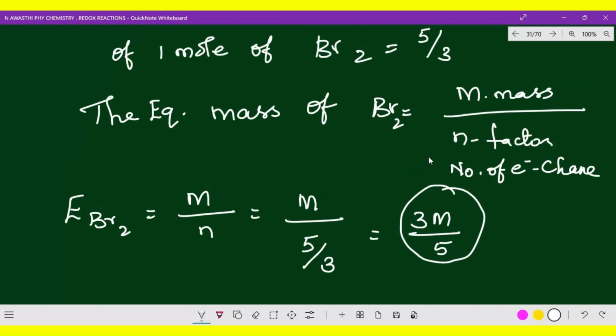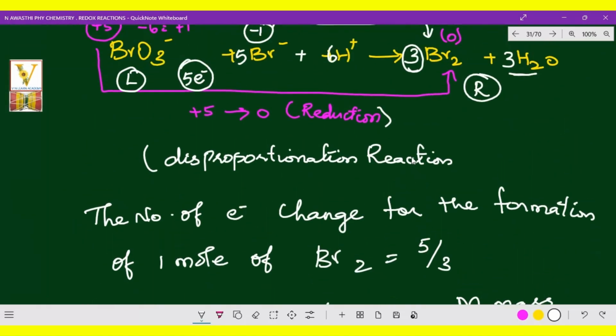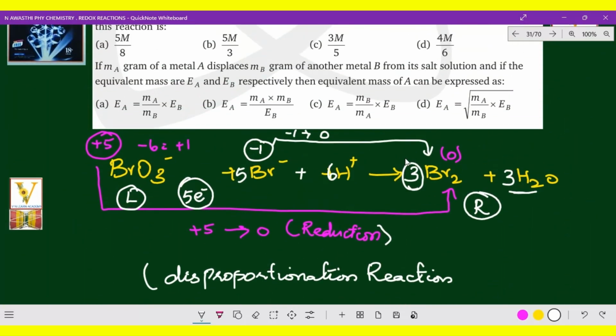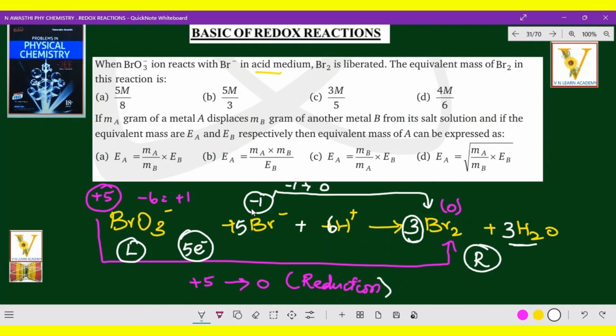How do we get it? That is easy. First, you write the equation and balance it from left and right according to the number of electrons changed. According to that balanced equation only, you get the number of moles. So this n factor, the number of electrons changed, provides the equivalent mass, that is equivalent mass equals molecular mass by n factor. That is what they are asking, the equivalent mass of bromine. So 3m by 5, so option C is the correct option. Hope you got clarity about this equation.